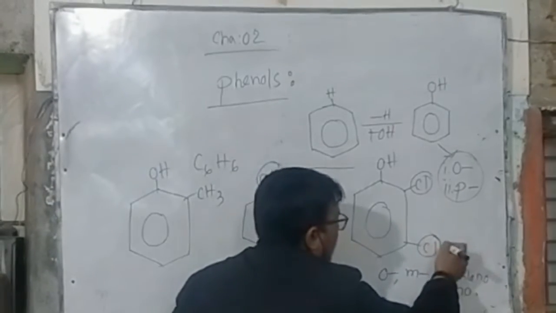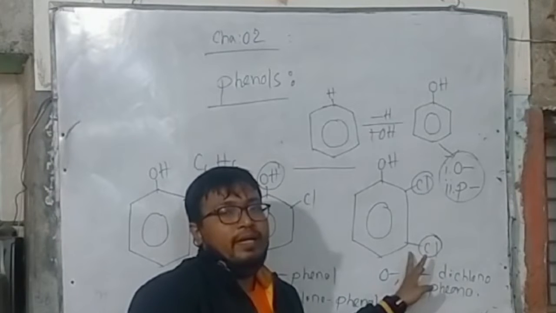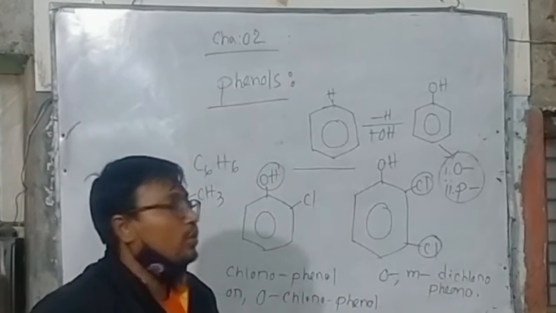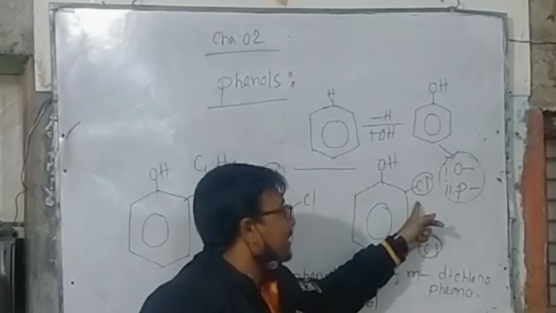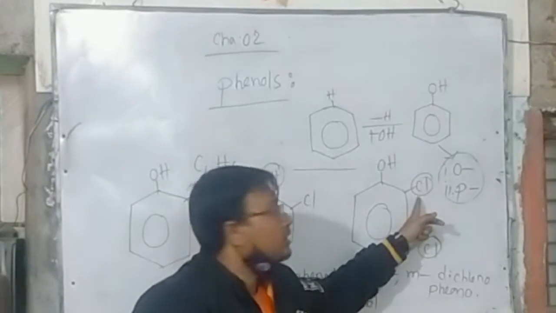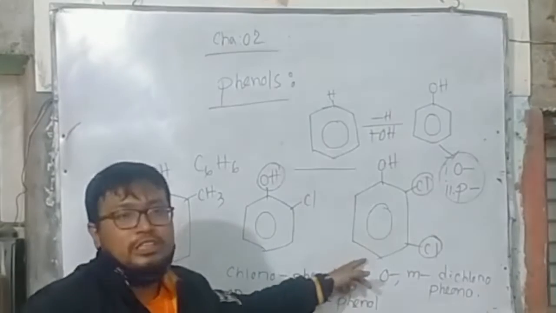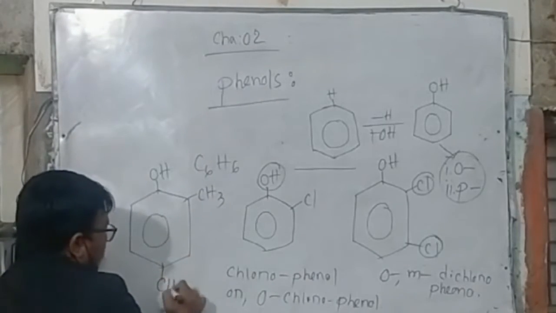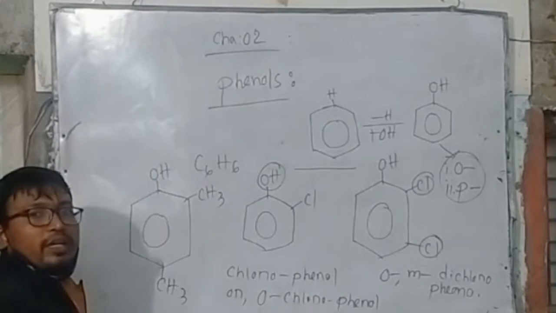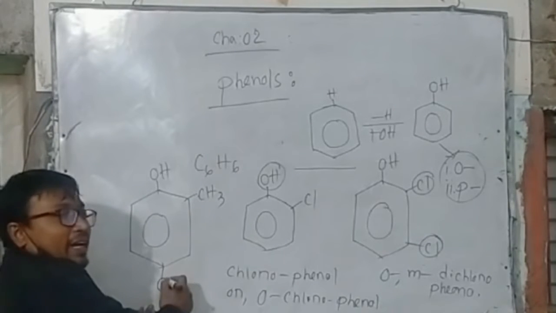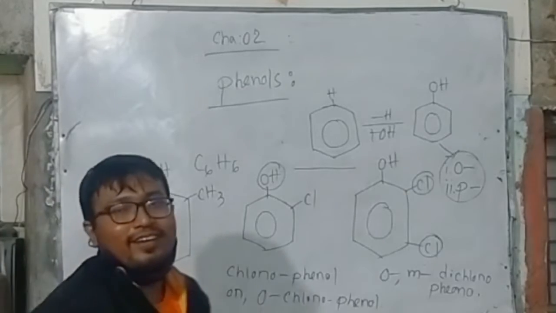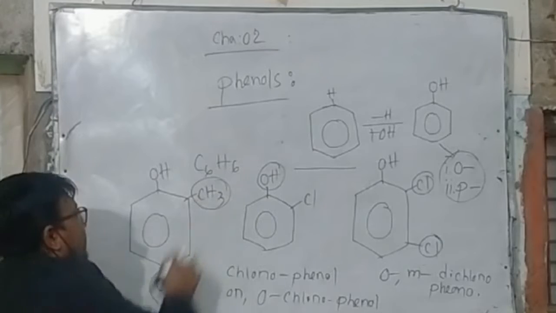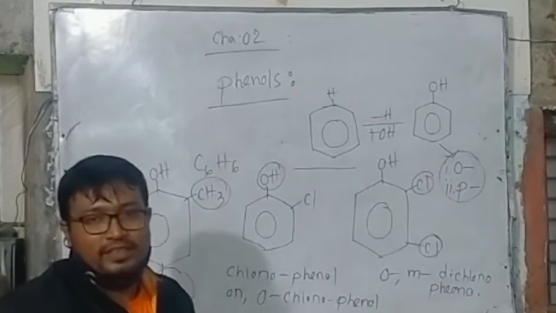This happens when we apply high temperature. The second substituent will enter the second position, which is ortho, and the fourth position, which is para. Like this compound, ortho-para dimethylphenol. Have you written?